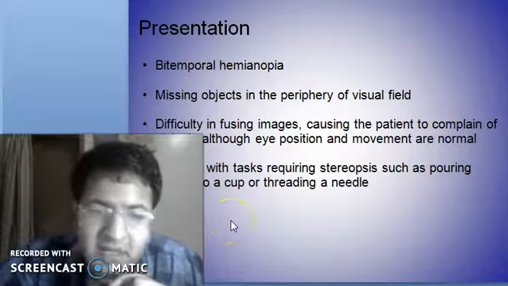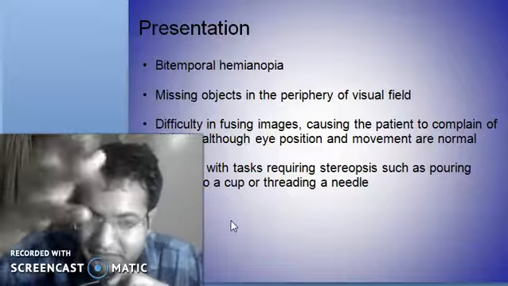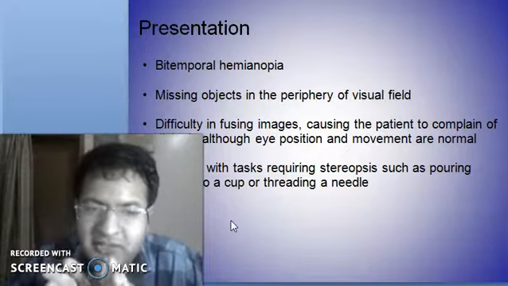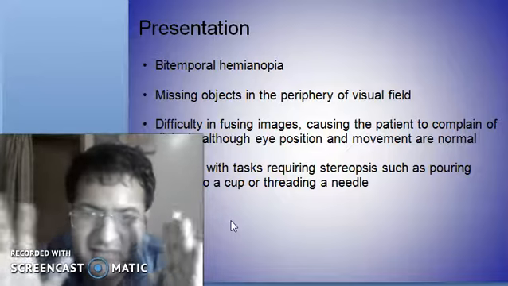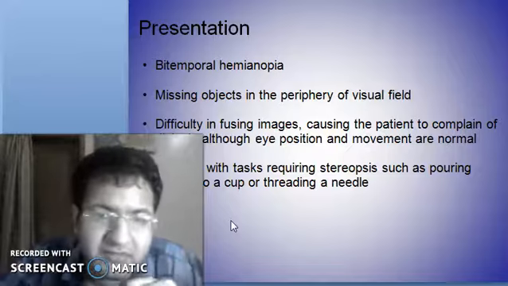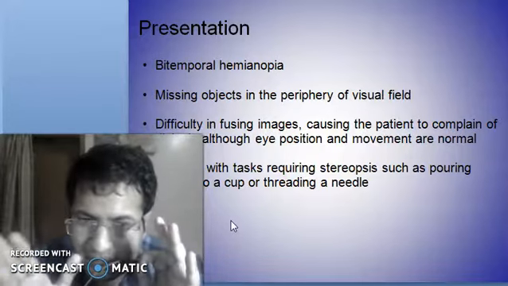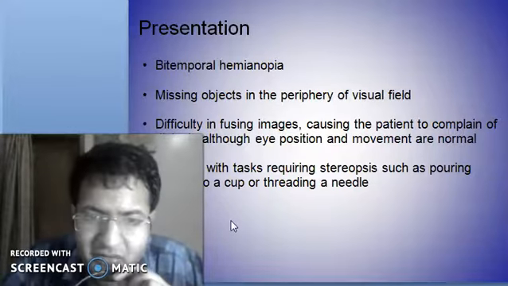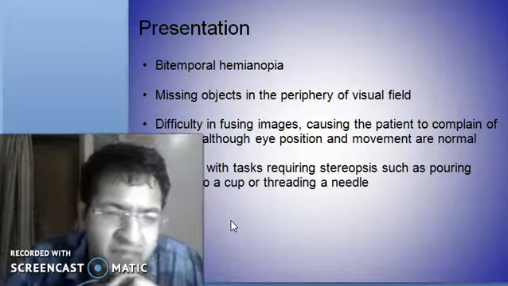How does it present? The involvement of the optic chiasma, if it is in the middle, the nasal fibers of both the retinas will be involved, and the patient will present with bitemporal hemianopia. There are missing objects in the periphery of the visual field. There is difficulty in fusing the images. Because of the involvement of the temporal half, there will be difficulty in fusing the images, causing the patient to complain of diplopia, although the eye positions and movements are normal.